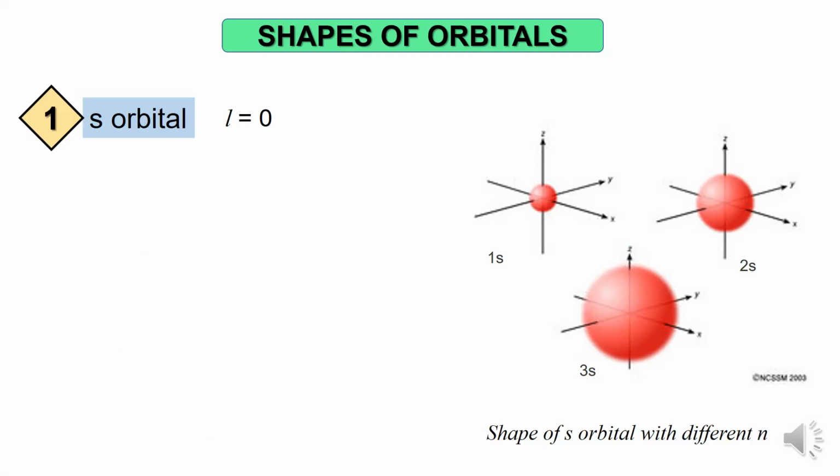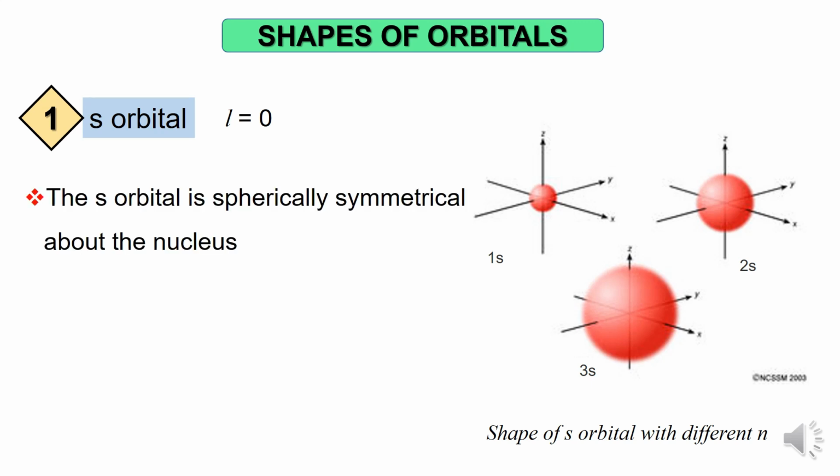Shapes of orbitals. First, s orbital. For s orbital, the azimuthal momentum quantum number L equals 0. The s orbital is spherically symmetrical about the nucleus.